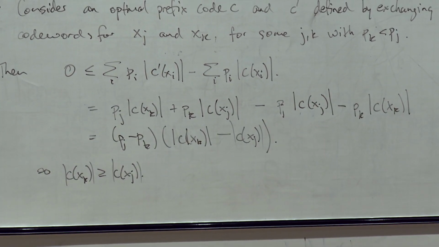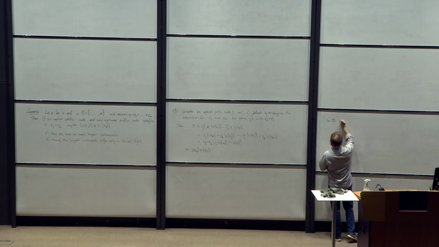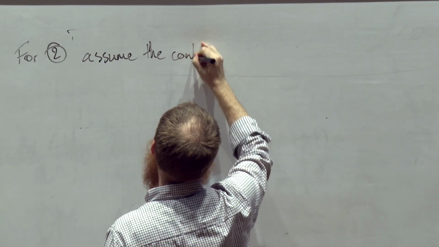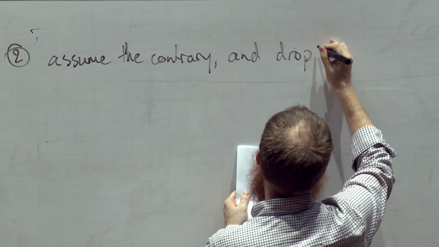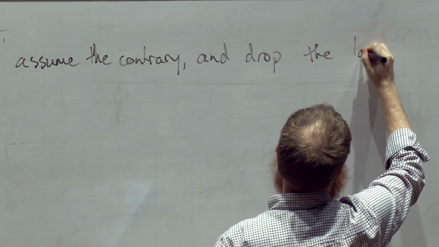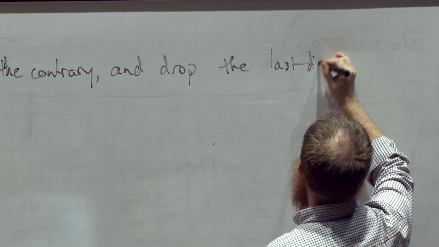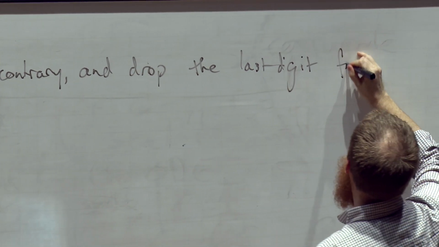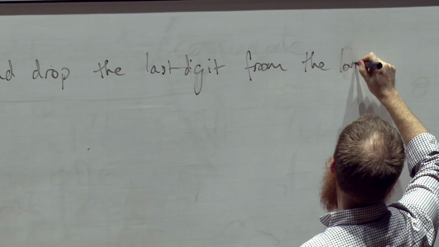Point two. For two, assume the contrary and drop the last digit from the final code word, or the longest code word.